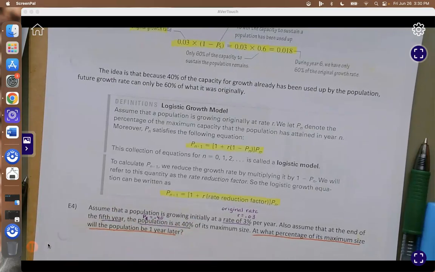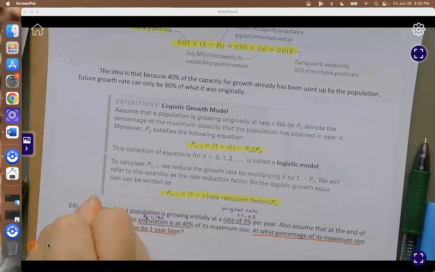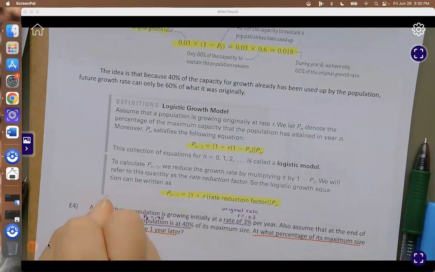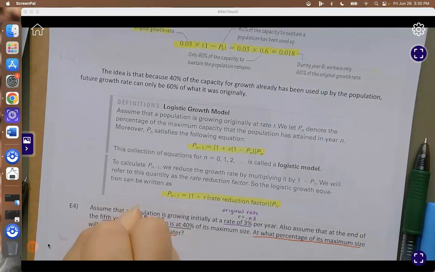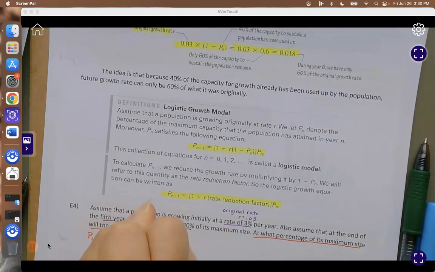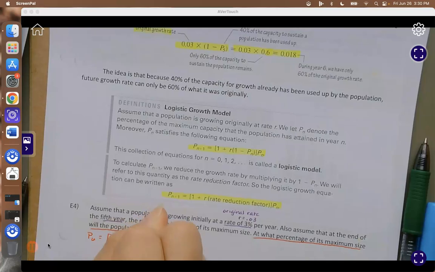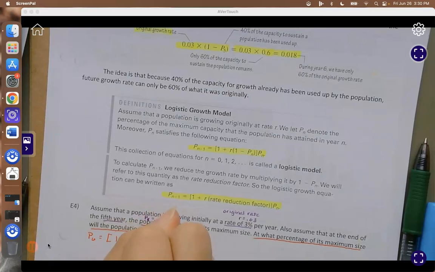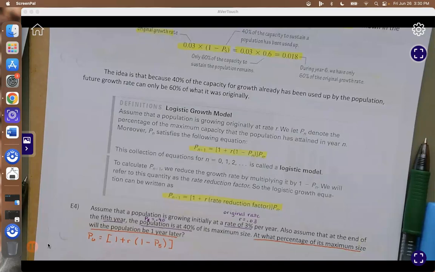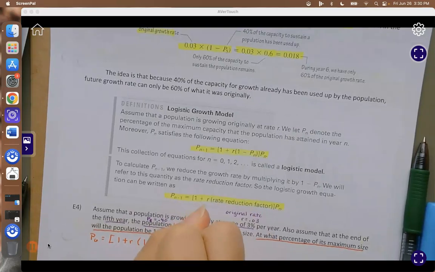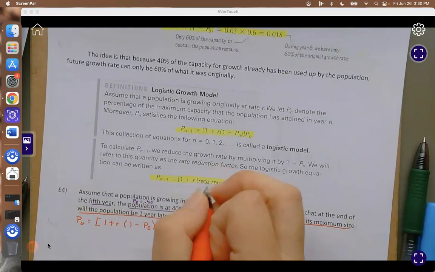So remember, to find P of 6, you're going to take 1 plus the R, then multiply that times 1 minus the previous year, so that would be our P of 5. Then you're going to multiply what you get here by that P of 5. Okay, so let's plug in some numbers.